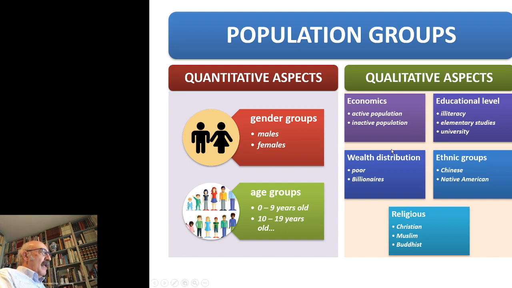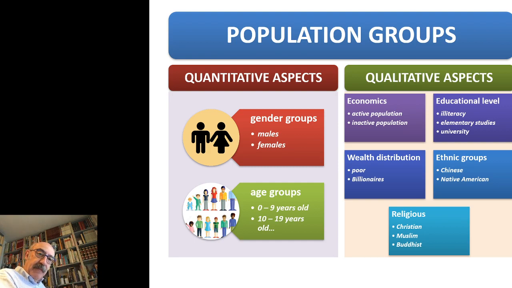So, as for economics, this is very important: the active population and the inactive population. Active population is the number of people that can work. Okay, why? Because they are above 16 in Spain, and they are below 67 in Spain now. Okay, and inactive population is the people that can't work.